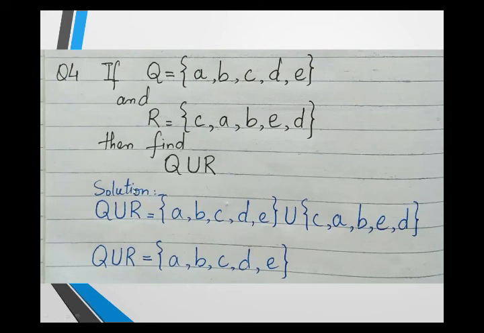So now here we start the solution. We write here Q union R is equal to, firstly we write set Q, which is A, B, C, D and E. Here we place a union sign. Then we write set R, which is C, A, B, E and D. Because we know that all the elements in both sets are identical, we write them only one time in the union set. Here we write A, B, C, D and E. So this is the union for Q and R. I hope that students, you will understand it.